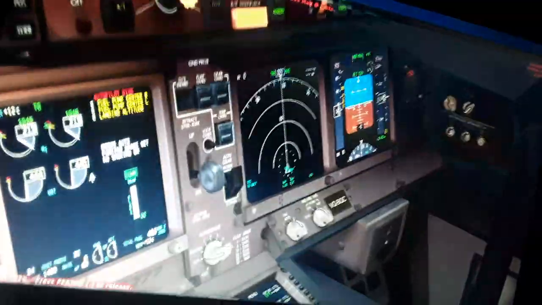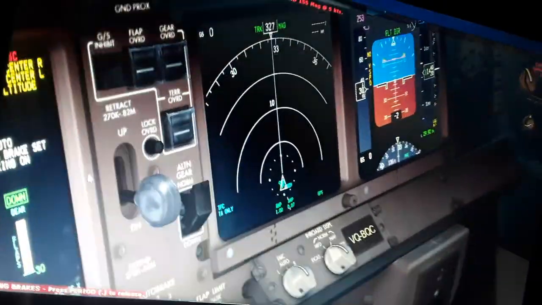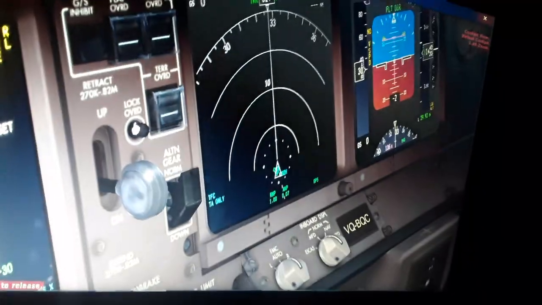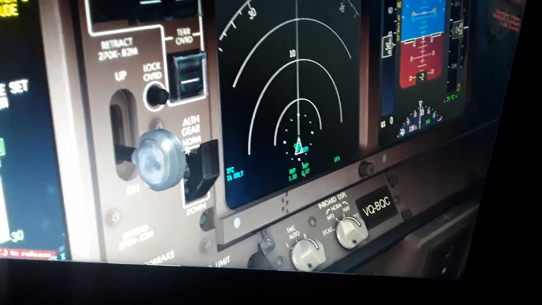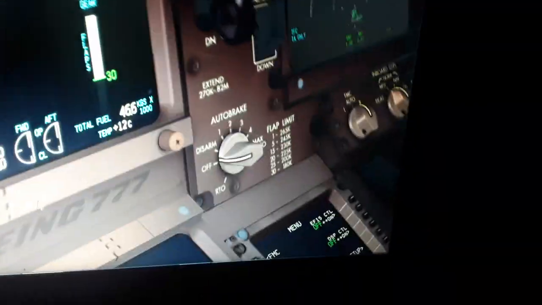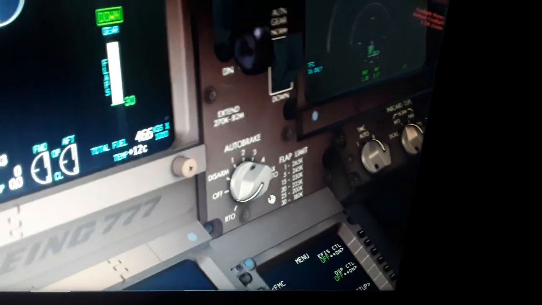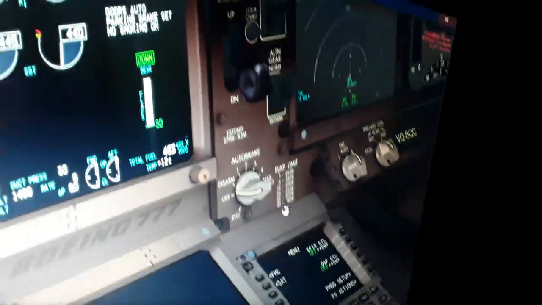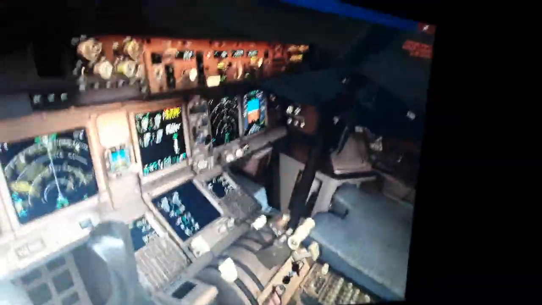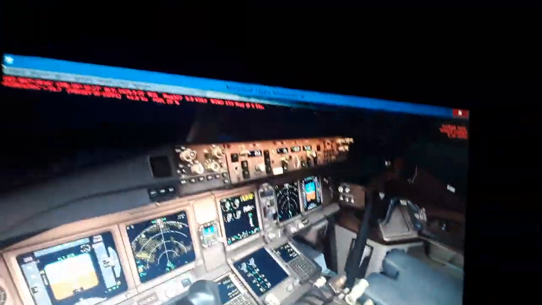Also, the overhead panel, how to make the engine start demonstration, and also the systems display of the ACAS. So I'm gonna show you also here. You can see the landing gear, external retract, the gear speed, the lock override, alternate gear, also the auto brake system. So we have a few systems here.